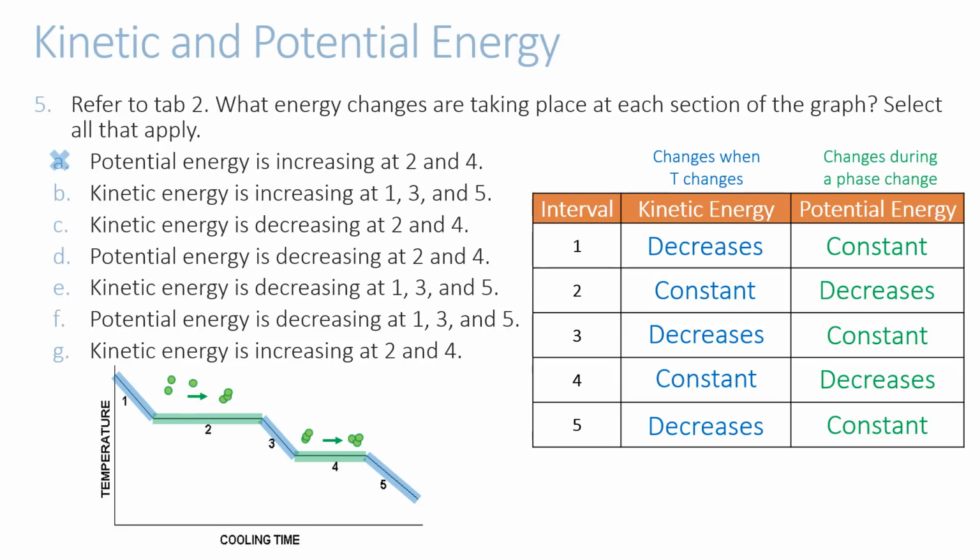So option A we can get rid of because it says increasing. Option B we can get rid of. Choice C says kinetic energy is decreasing at 2 and 4. That's not accurate. It's potential. So then D makes sense. Potential energy is decreasing at 2 and 4. E makes sense. Kinetic energy is decreasing at 1, 3, and 5. F doesn't work because the potential energy is constant during 1, 3, and 5. And then the last choice here is another increasing option. So the correct choices are D and E.